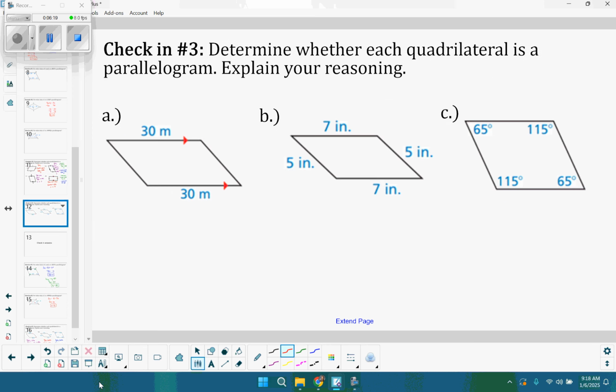So here's 3 for you to try. You can pause now if you'd like, but this is also the end of our lesson. So this is how we prove or show that a quadrilateral is a parallelogram.